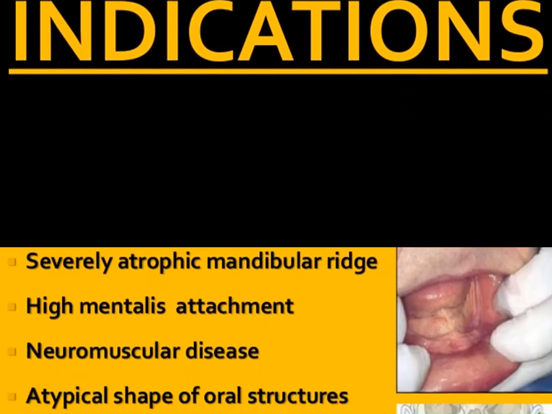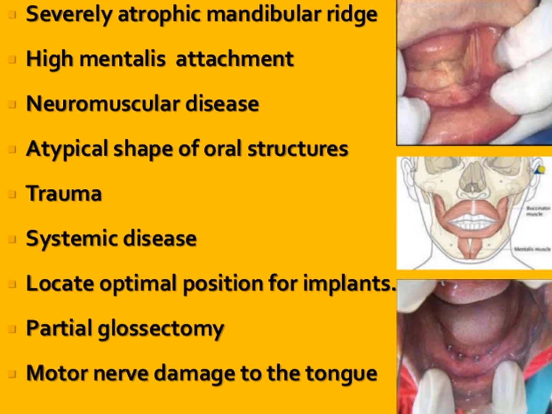To create a neutral zone for each patient is usually indicated in cases of severely atrophic mandibular ridge, high mentalis attachment, neuromuscular disease, atypical shape of oral structures, trauma, and systemic disease. Also to locate the optimal position for implants, in case of partial glossectomy, and also in case of motor nerve damage to the tongue.